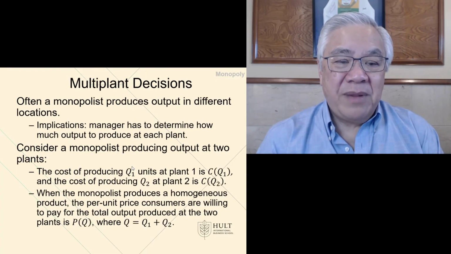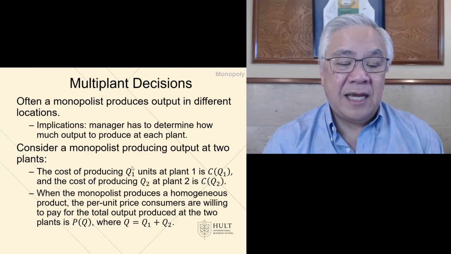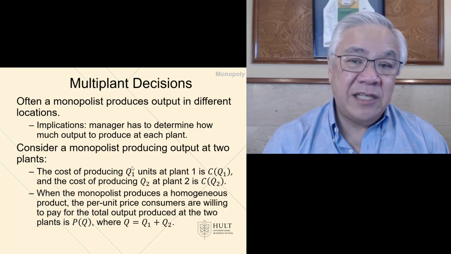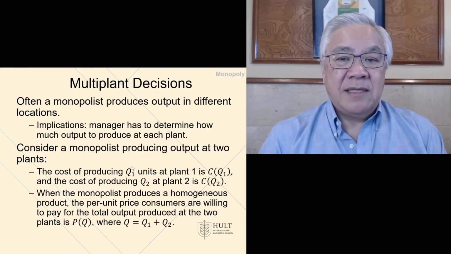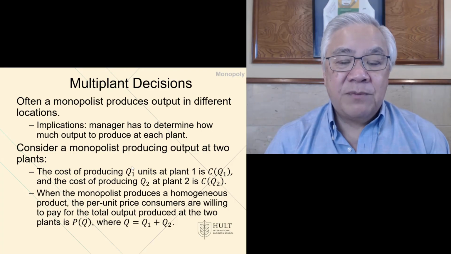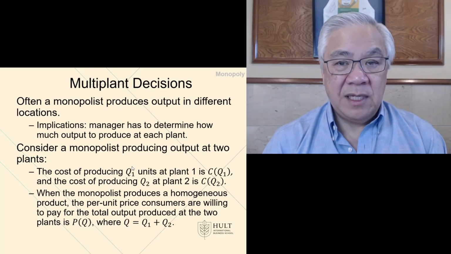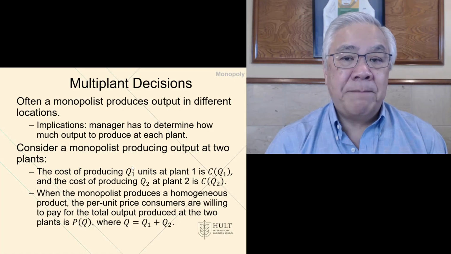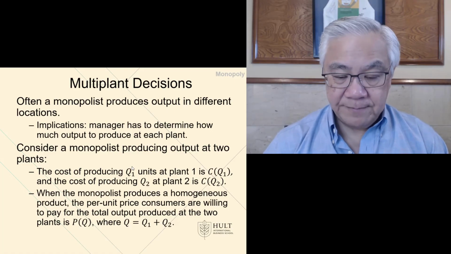What if they have more than one plant? So a multi-plant decision for a company, a monopoly in this case, is where they set the quantity for each of the plants. And how do they do that? In order to optimize their profits, they would set the quantity where the marginal revenue equals the marginal cost of each of the two plants. So they would then balance the load between their plants such that they make maximum profits.